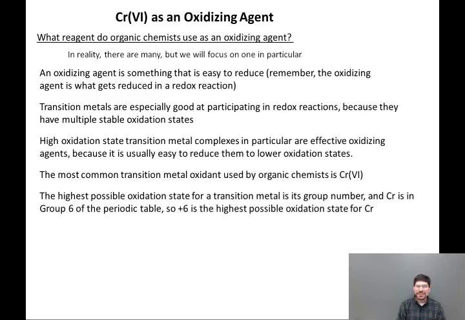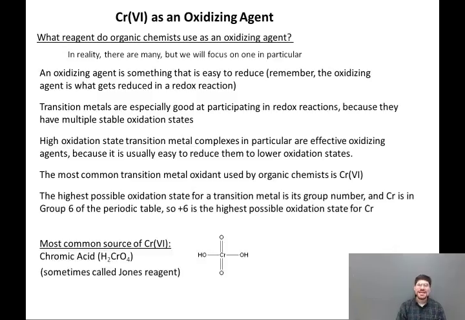The highest possible oxidation state for any transition metal is its group number, and since chromium is in group 6 of the periodic table, +6 is the highest possible oxidation state for chromium. The most common source of chromium-6 is chromic acid, H2CrO4, and its structure is shown on the screen. Chromic acid is sometimes called the Jones reagent, and oxidations with chromic acid are sometimes called Jones oxidations.